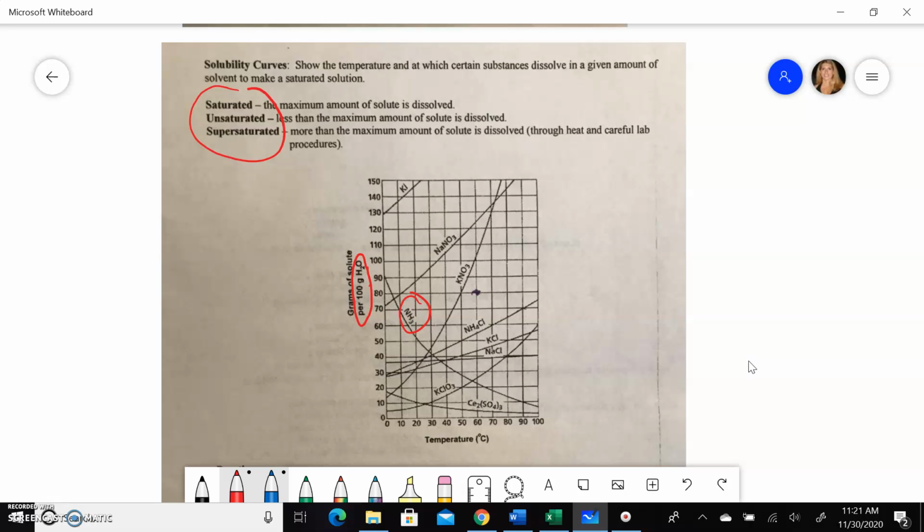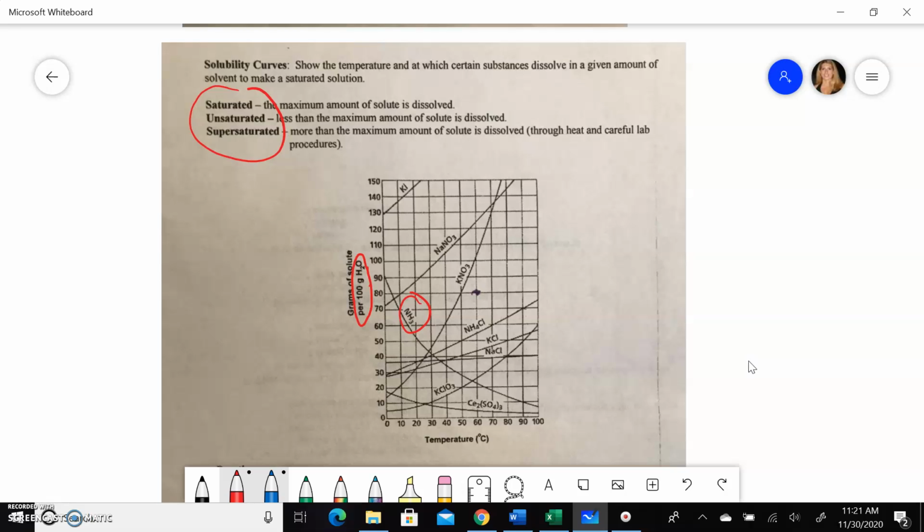However, there's a way you can make a supersaturated solution where you have more than the maximum. It's kind of a complicated process, but you have to heat it so it gets really hot and you can dissolve a lot in it. And then if you cool it really slowly and you don't bump it to start the crystallization, you can force it to have more than it's supposed to have. That doesn't happen very often, but just realize that supersaturated can actually happen.